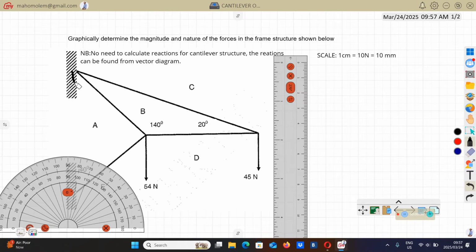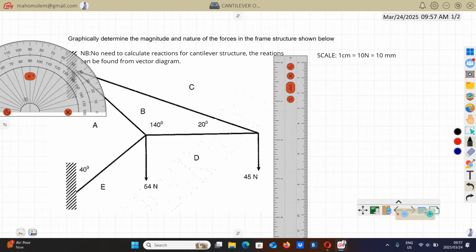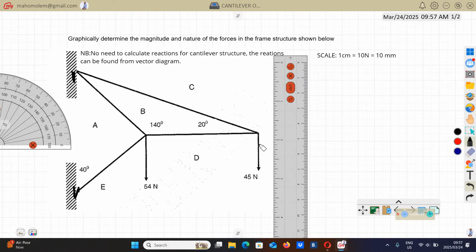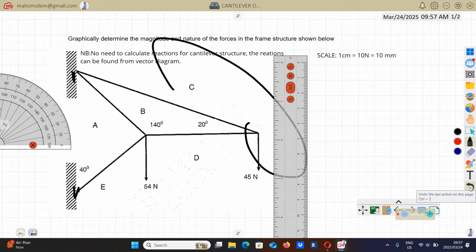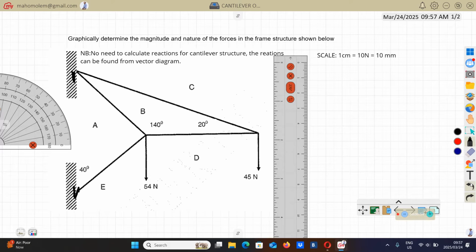Like here, this thing is only fixed here. Then on this end here, there is no support. So we call this thing a cantilever. So with a cantilever, as you can see here, we don't need to calculate the reactions.